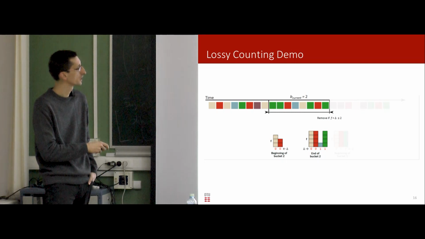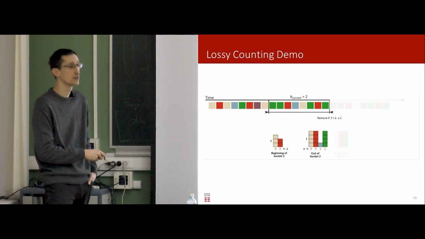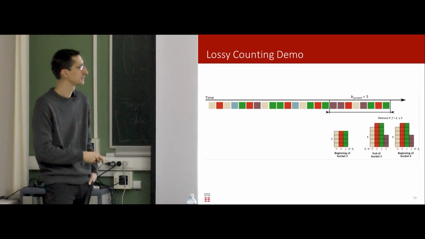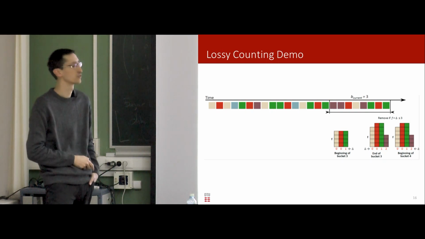Then we continue our counting, and we add to these elements here because we already have them. And then we observe some green and some blue. But since, as you see here, at the beginning of the second bucket there are no colors like these, their maximum error is 1, because it's the ID of the current bucket, which is 2, minus 1, which is 1. Then we perform our cleanup, and then we continue the procedure like that.